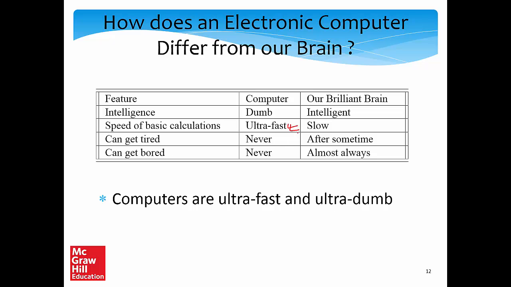Well, some more advantages. Computers never get tired, they never get bored, they never get disinterested. Whereas we human beings, after some time, we get tired, almost always we get bored and disinterested. So, in a nutshell, computers are ultra fast and yet ultra dumb, but that's fine.